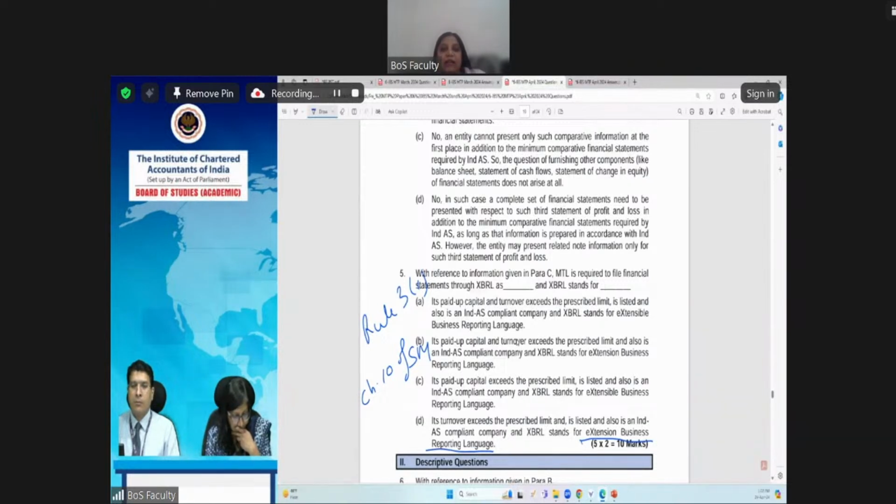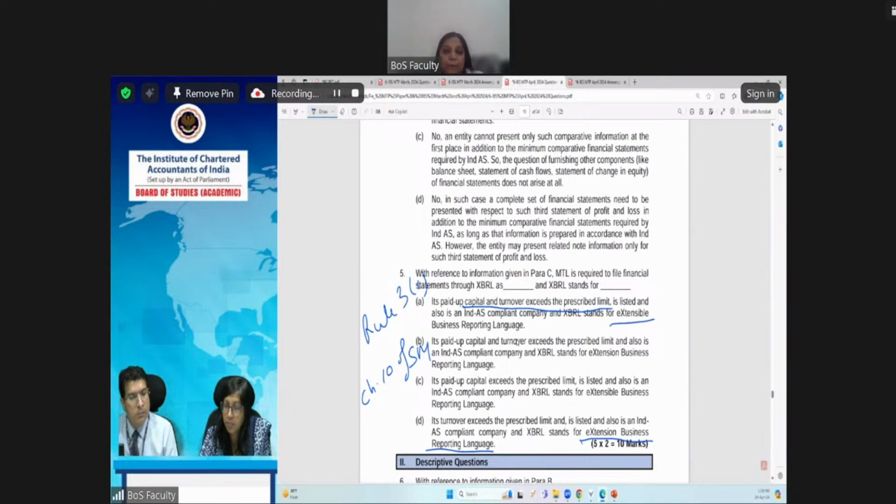we can see, is option D correct? The answer is no. Is option B correct? No. Is option C correct? See, you can think about those options also because all of the options seem to be very similar to each other. But the correct option is A, because its paid up capital and turnover exceeds the prescribed limit. And we know that it is a listed company, it is an Ind AS compliant company, and they have given the correct line for XBRL, which is extensible and not extension business reporting language.